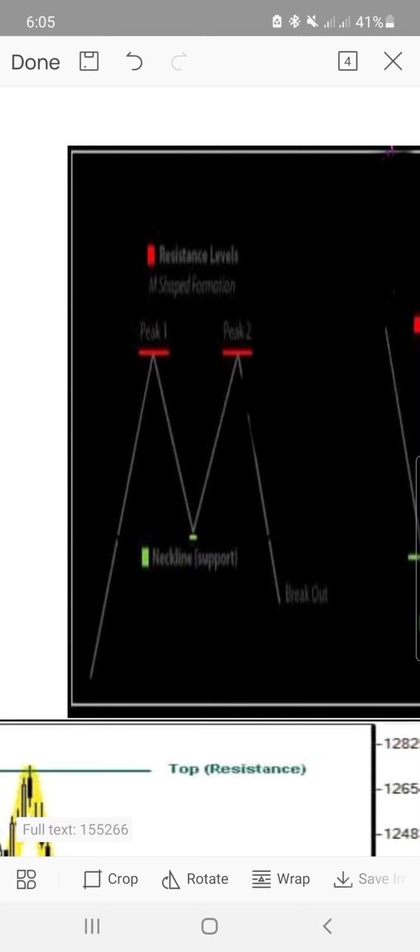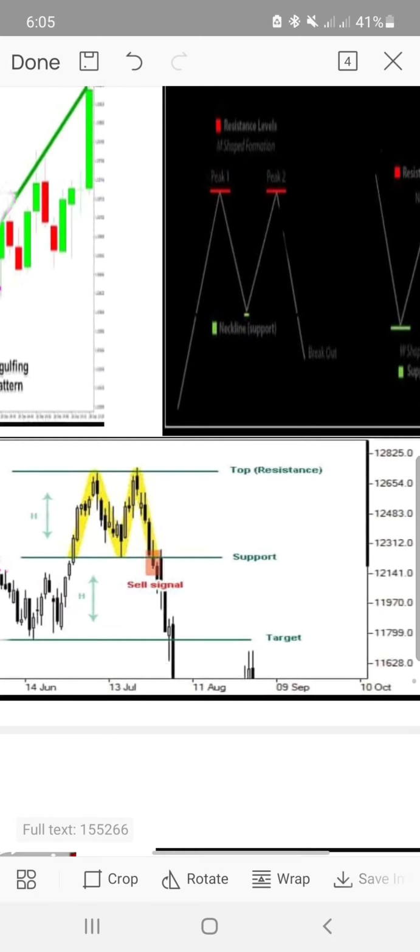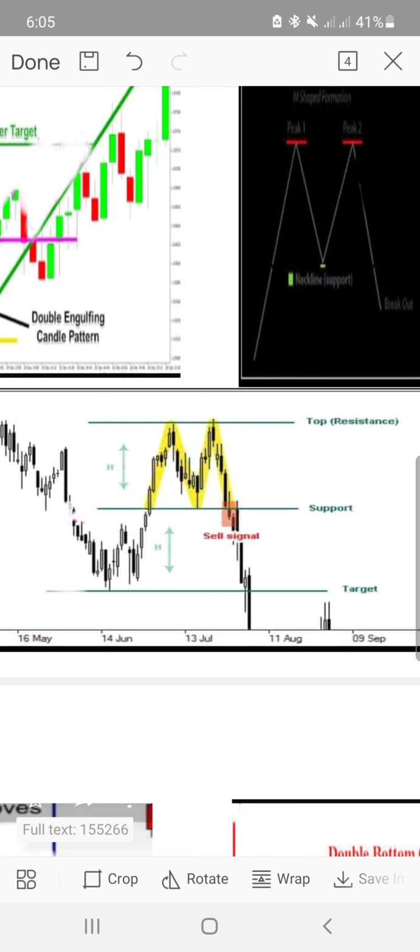This is peak 1, peak 2, neckline, support, right? Double bottom, the same thing. So there's no big deal about this. Once you understand it and you can detect it, you know how to make use of it. So see this other example here.